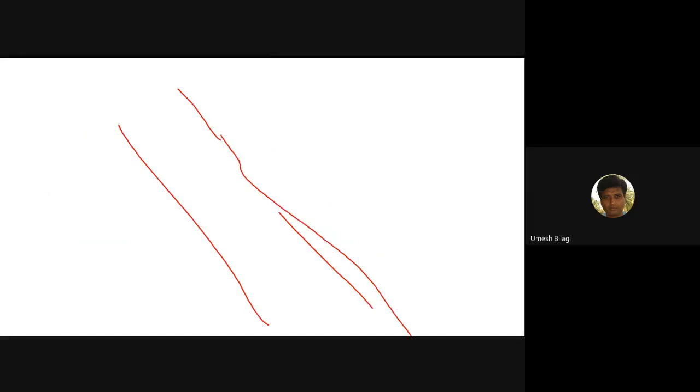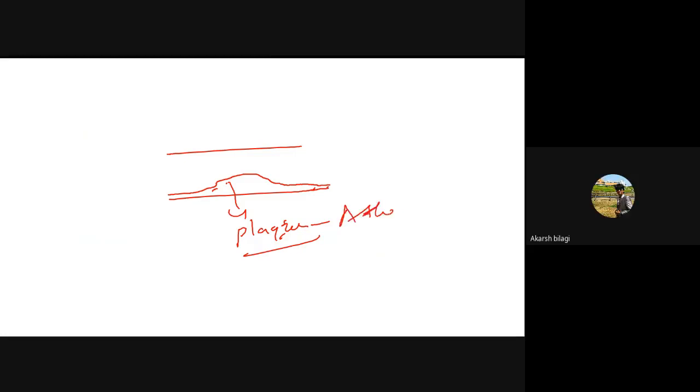And how does ischemic heart disease manifest? I'll show this nicely here. This is the vessel. Over the span of many years, there is plaque formation. What is the disease called? Atherosclerosis. But blood will be flowing with a limitation.